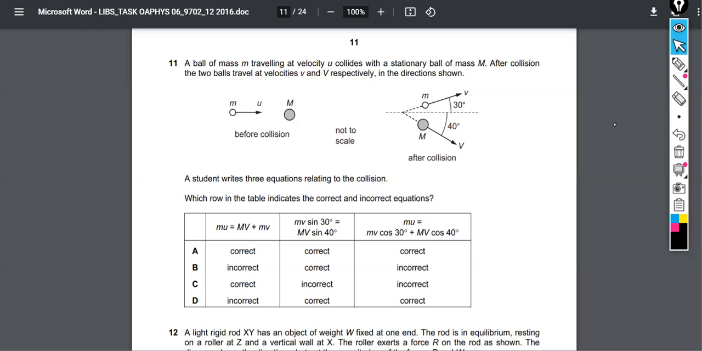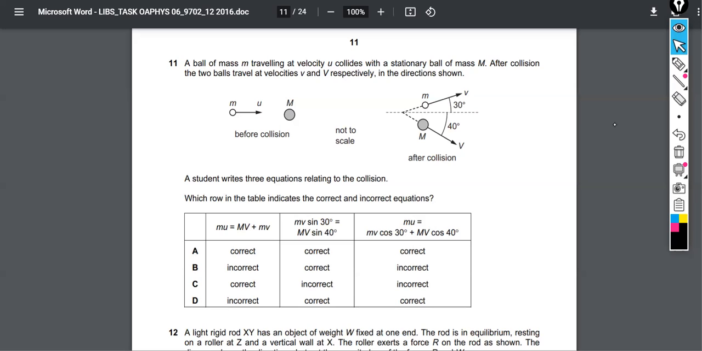If we consider now the horizontal direction, that's where the momentum comes from, this first object, mu. So mu equals, now what correctly gets the final sort of momentum there? Well, here we have mv cosine 30, okay? That's the horizontal component of momentum from this object. And then we have mv cosine 40 would be the horizontal component of momentum for this object. And the sum of the final momenta in any direction has to be equal to the initial momentum in that direction. And so that is a correct equation. And so we'd say, okay, so either A, they're all correct, or D, those two are correct, but the first one is wrong.